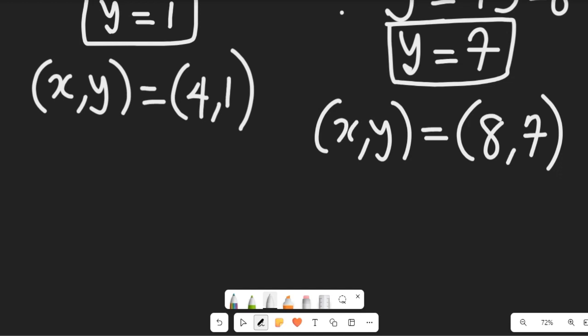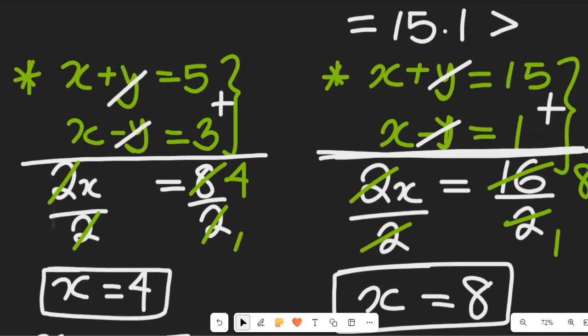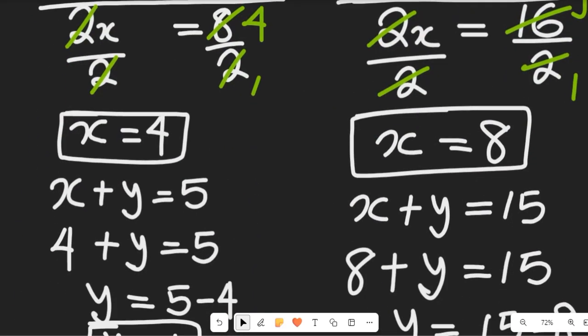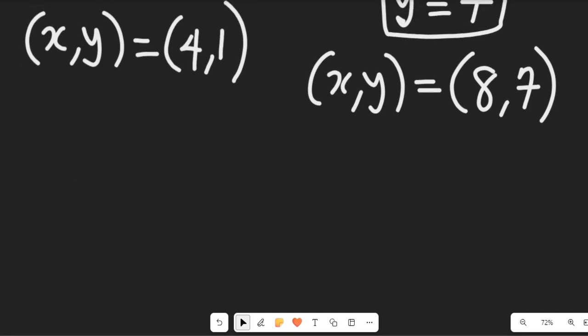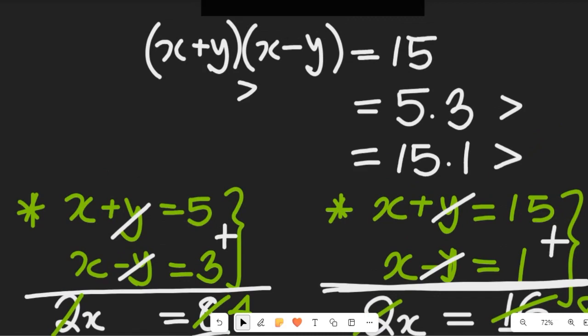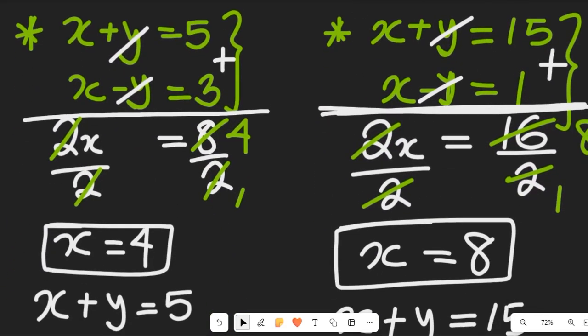So you see, these are the two solutions, the values of x and y from that equation given to us. And you find out that they are all natural numbers, which are numbers from 1 to infinity. So what we are going to do now is to check if our solution is right. Now recall the original expression given to us. The original expression is x squared minus y squared equal to 15.